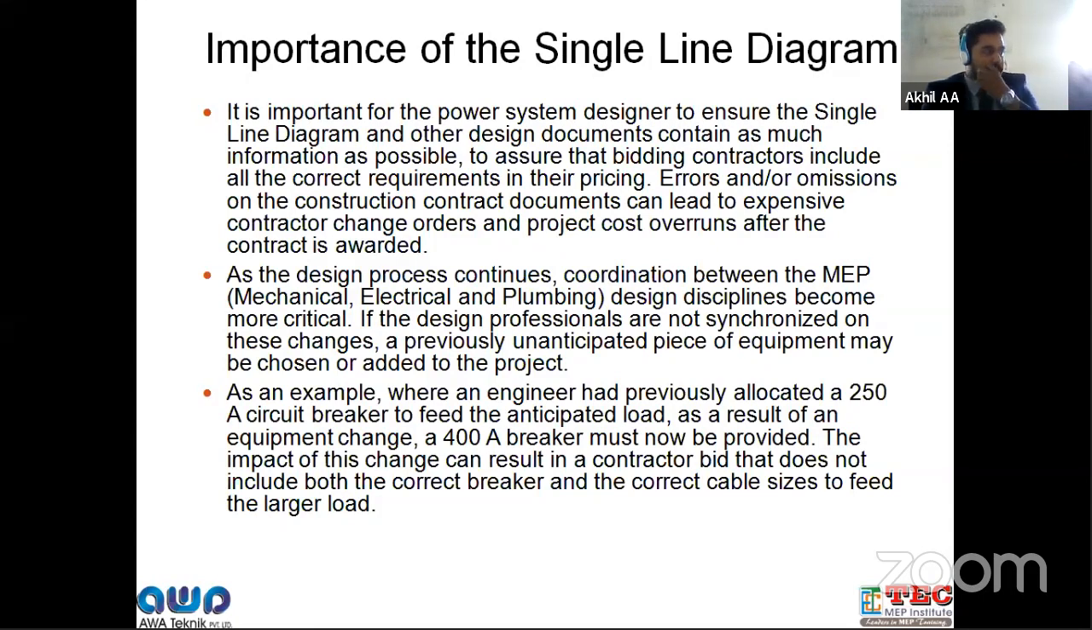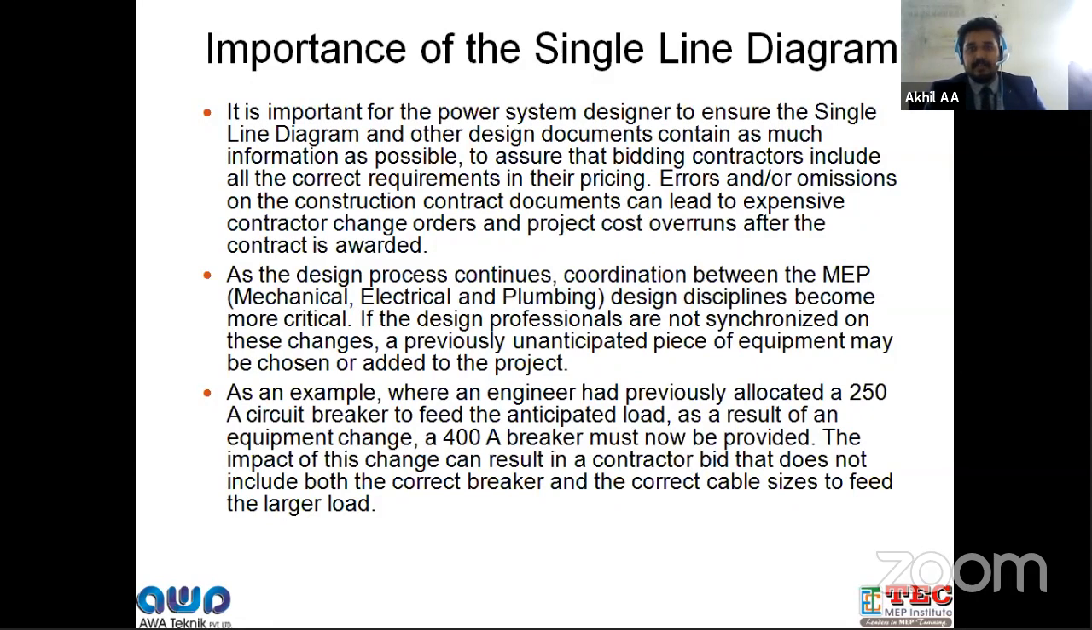the contract is awarded. So while we prepare this single line diagram, you have to make sure that all the details are included in the single line diagram. Like the cable size, you have to mention the proper cable size, the circuit breakers, the current transformers, the potential transformers, all the details you have to include.